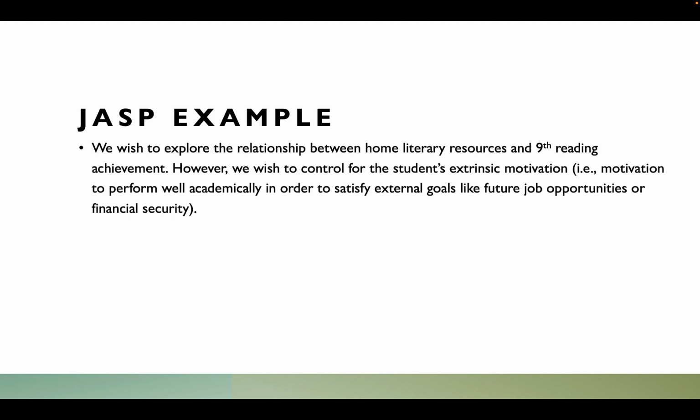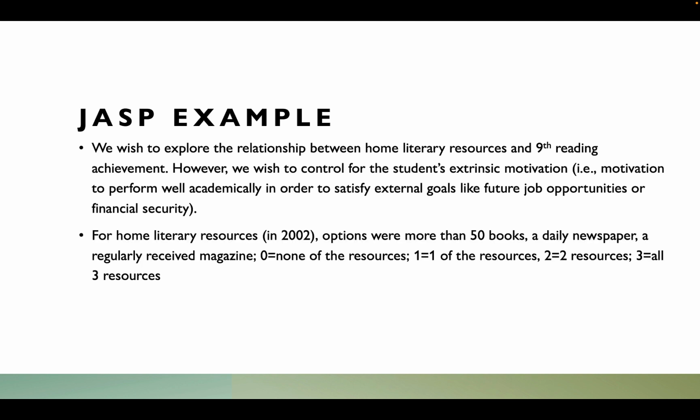All right, so what are home literary resources? Our independent categorical variable, the options for home literary resources, and keep in mind this was in 2002, so it does appear a little bit dated at this point. Our options were 50 books, a daily newspaper, and a regularly received magazine. And so students answered 0 for none of the resources, 1 for one of those resources available, 2 for 2 available, and then lastly, they would answer 3 if all of those resources were available to them in the home.